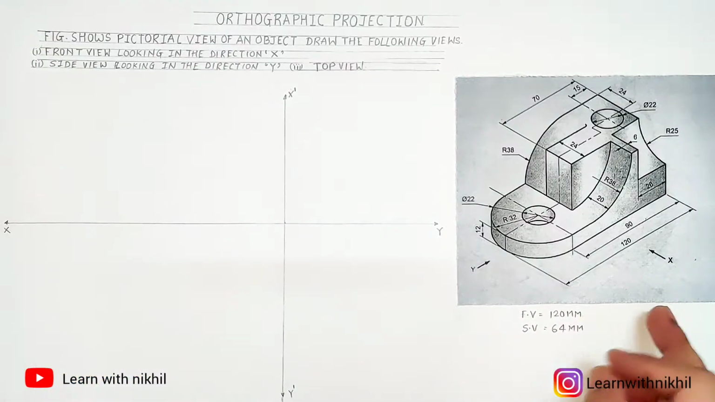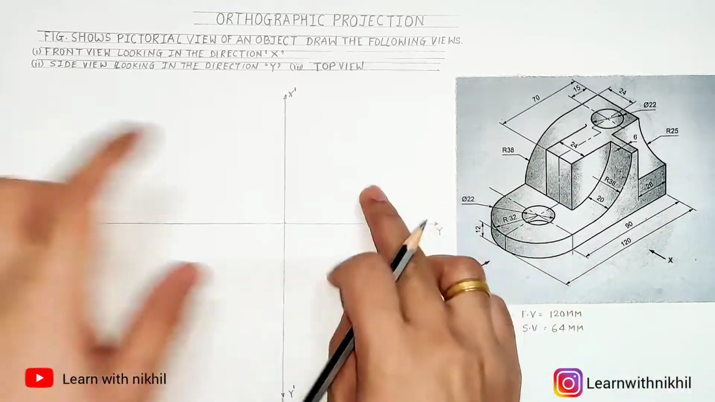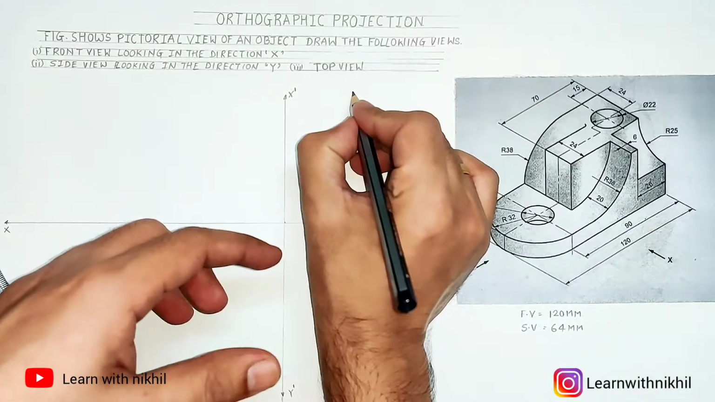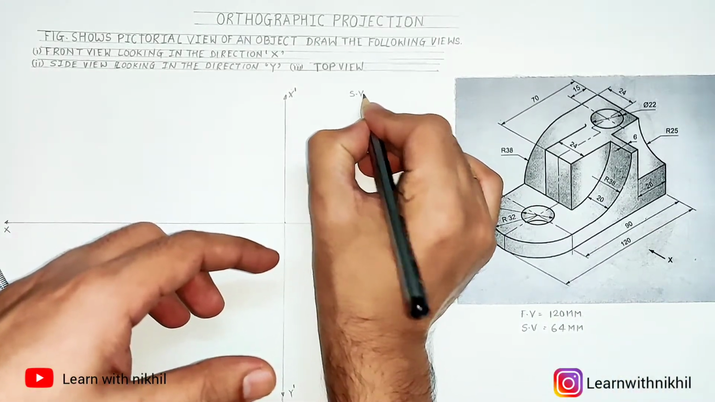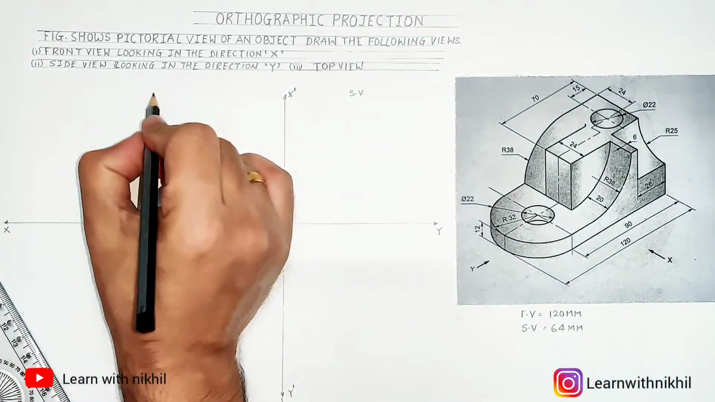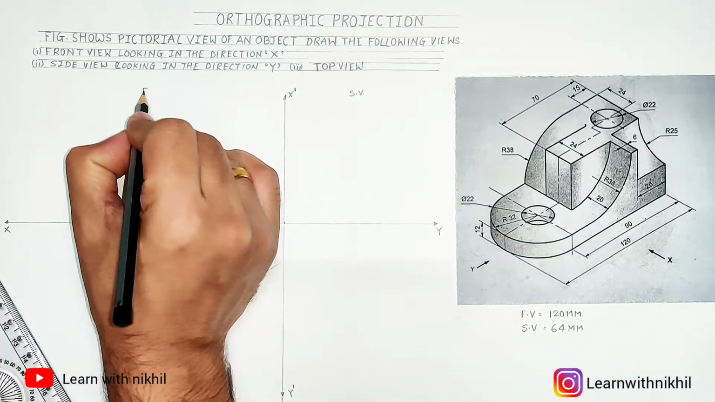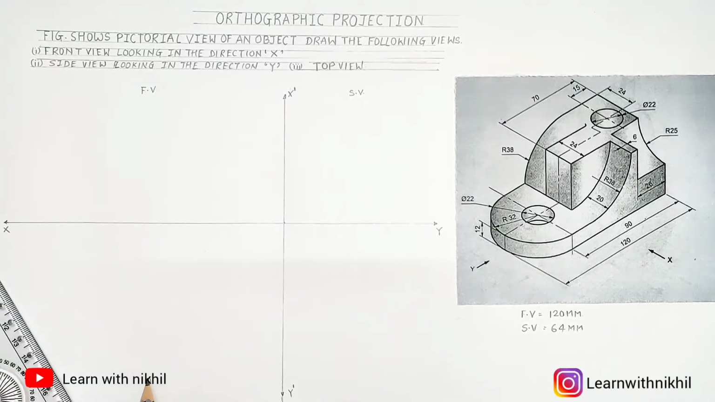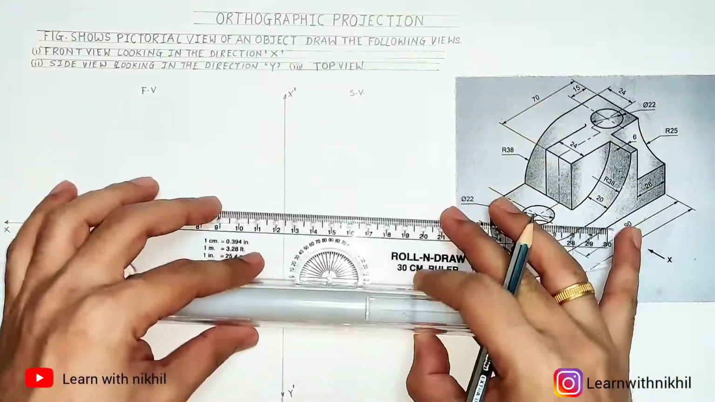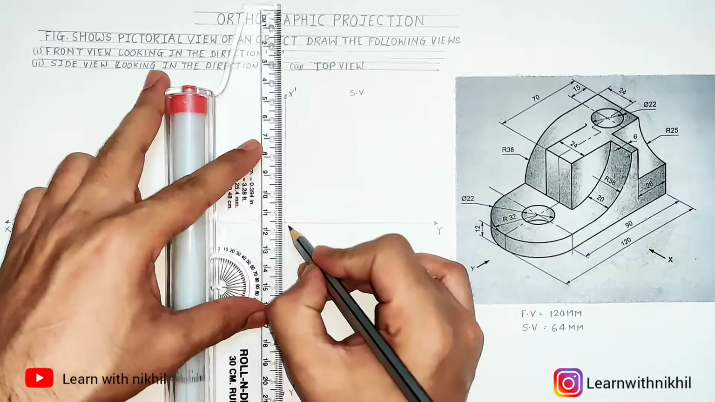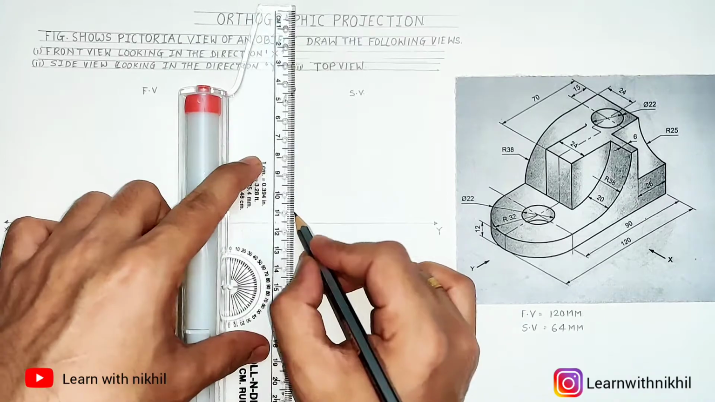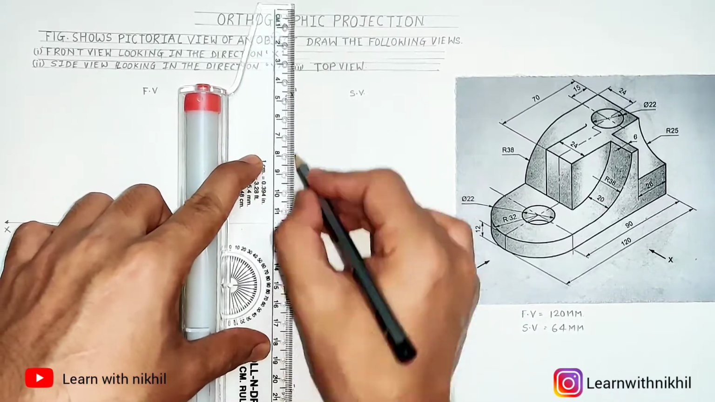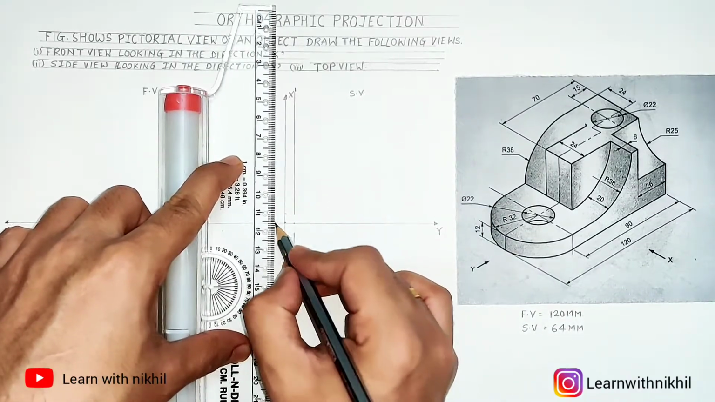Now as you know, Y represents the side view and it will be on the right side. So here will be the side view. X direction, here will be the front view. And below that, here will be the top view. As you know, we take 5 mm space apart above the axis to draw the views.